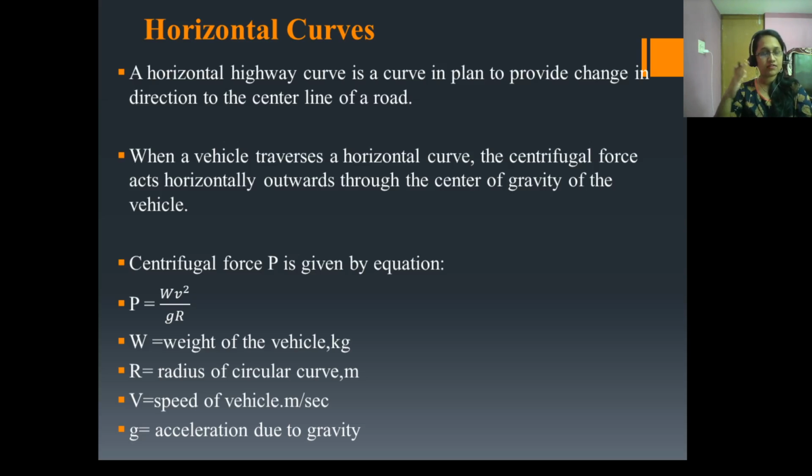This centrifugal force is counter-reacted by the transverse frictional resistance which is developed between the tires and the pavement, which enables the vehicle to change the direction along the curve and to maintain the stability of the vehicle. So the centrifugal force P is given by this equation, that is P equals W V square upon G R, where P is the centrifugal force and W is the weight of the vehicle, R is the radius of the circular curve, V is the speed of the vehicle, and G is acceleration due to gravity.